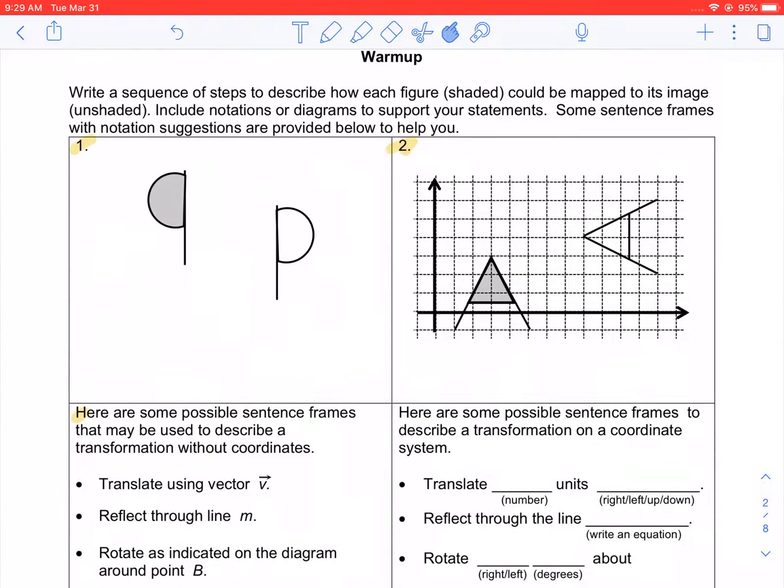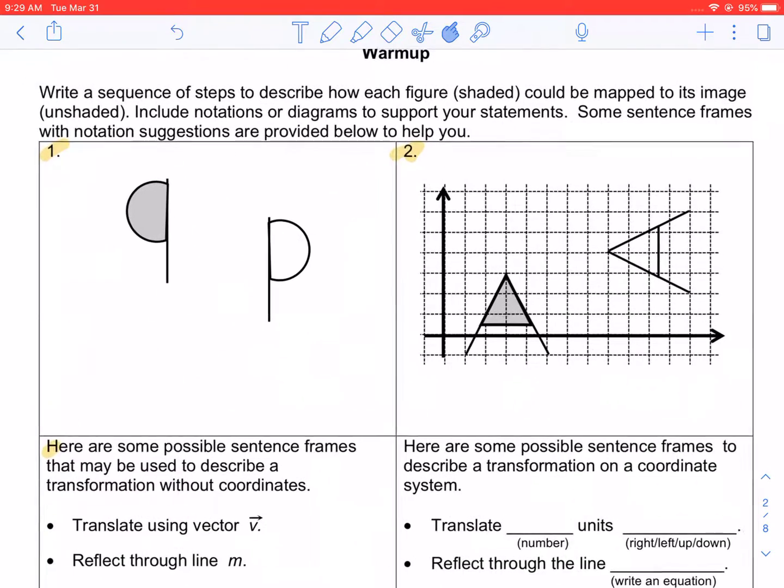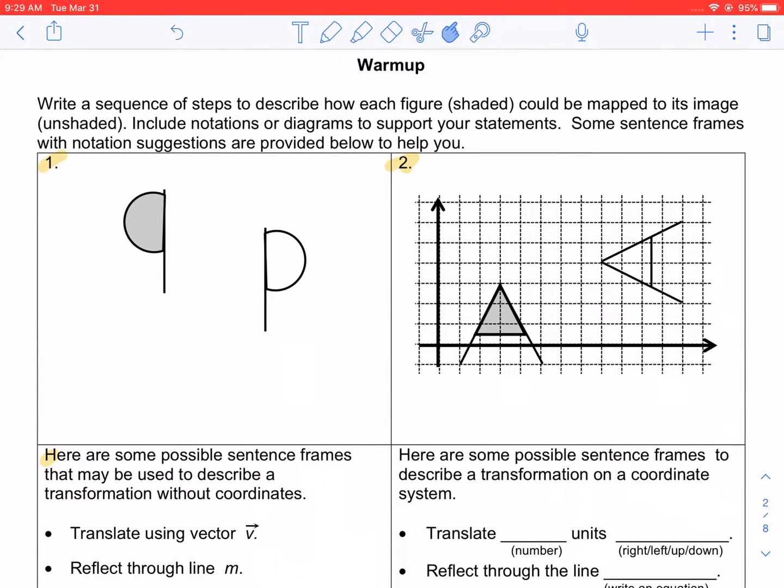So over here, let's start with a warm-up. Usually you do the warm-up on your own, so if you want to stop the video and try for 5 minutes to do the problem, go ahead. It says that we need to write a sequence of steps. So we need to write and describe how each figure, the shaded one, could be mapped. So what are the series of transformations that can make me get this image from this image? It says include notations or diagrams to support your statements, and then there are some sentence frames at the bottom if you want to help yourself.